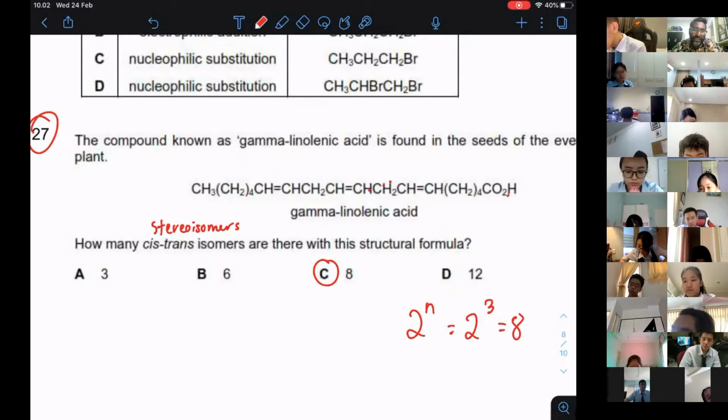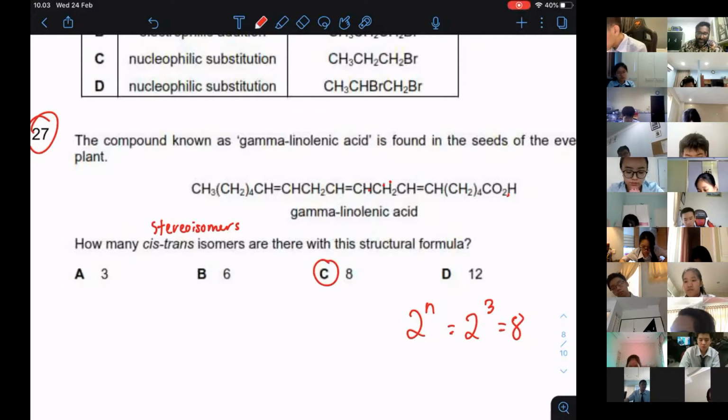Please remember, this formula is only for this stereoisomer. Don't go and use a similar formula, like the one Mr. Gopi taught me, for how many structural isomers you have. You cannot use any formula for that. You have to draw. No one can save you, even me or any formula. That one you have to draw on your own.